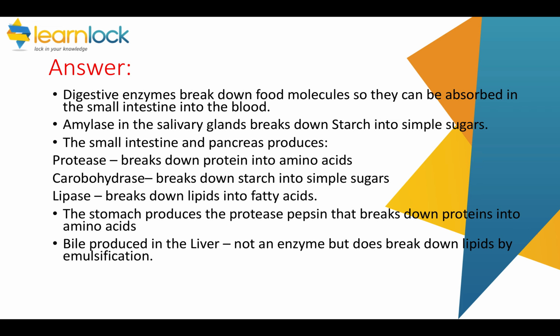You've then got the small intestine and the pancreas. They produce enzymes such as protease, which breaks down protein into amino acids, carbohydrase, which breaks down starch into simple sugars, an example of which is amylase, and lipase, which breaks down fats into fatty acids and glycerol. The stomach produces the protease enzyme called pepsin, which breaks down protein. And you can also mention bile. Bile is not an enzyme, but it's made by the liver to break down lipids by a process called emulsification.